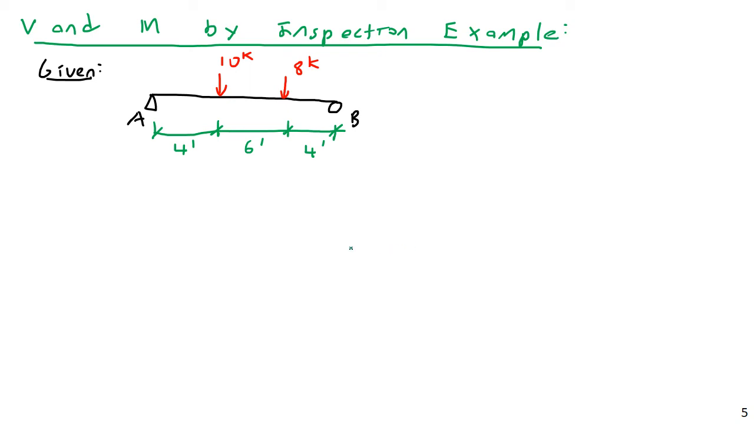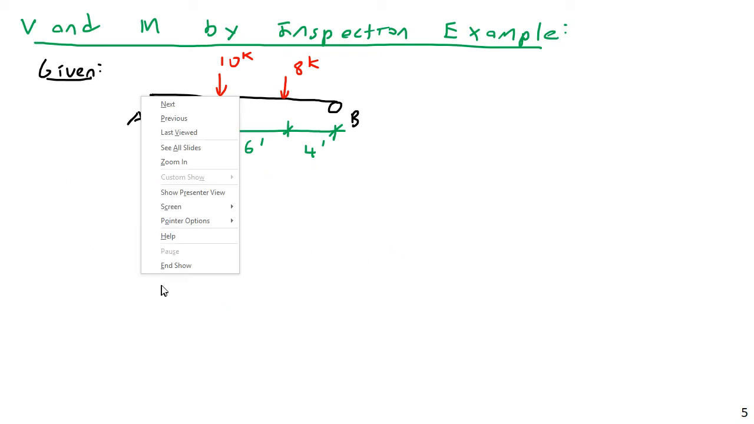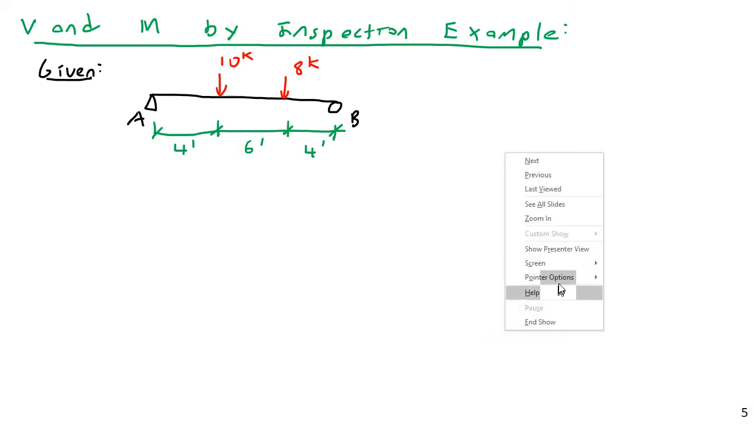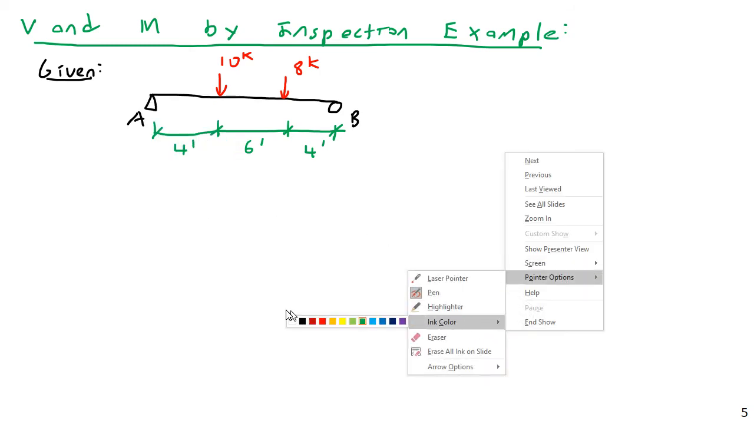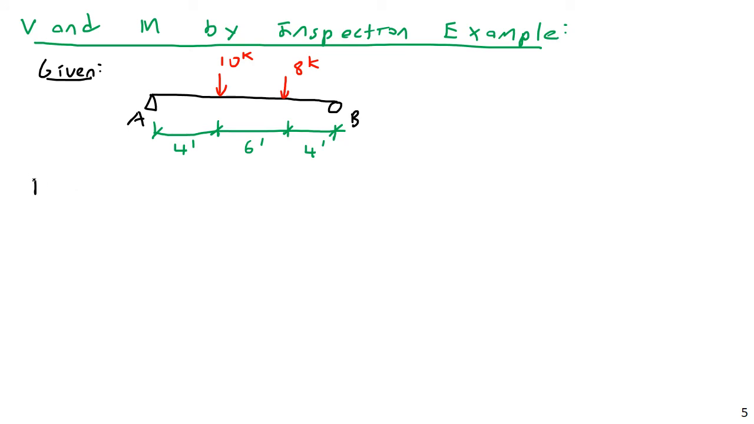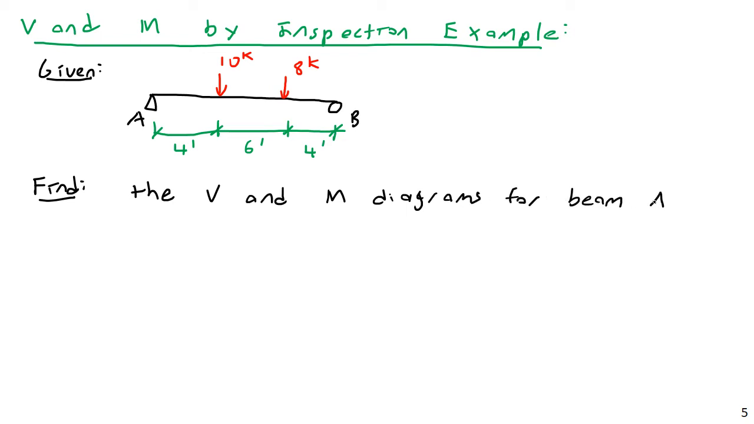All right, so the first thing I'm going to do is draw out a free body diagram. So all this is given, and I might as well do this right and proper and use the whole given, find, etc. format. Find the V&M diagrams for beam AB. The whole shear and moment diagrams for the beam.